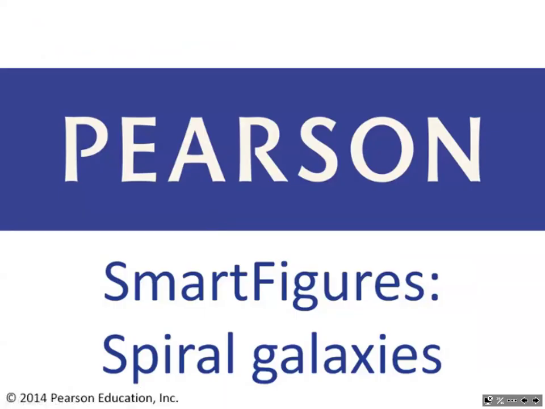So galaxies come in several types. There's spiral galaxies, which are disc-like and have spiral arms, like our own. There are elliptical galaxies, which are round and sort of round shaped. And then there are irregular galaxies, which are irregular.